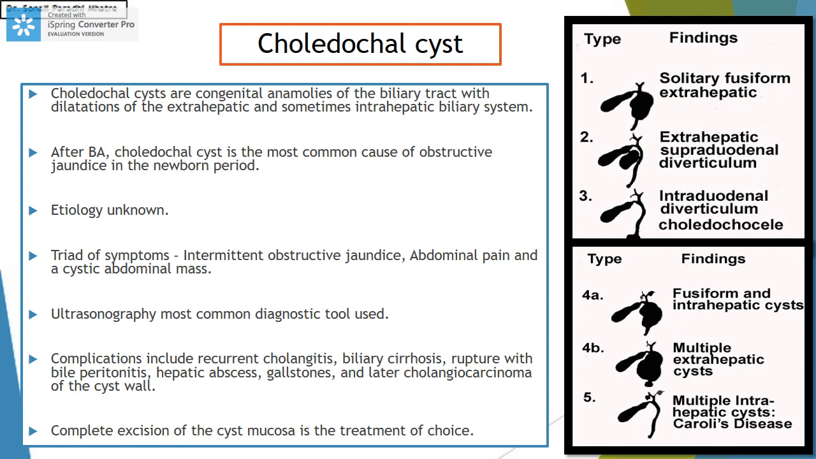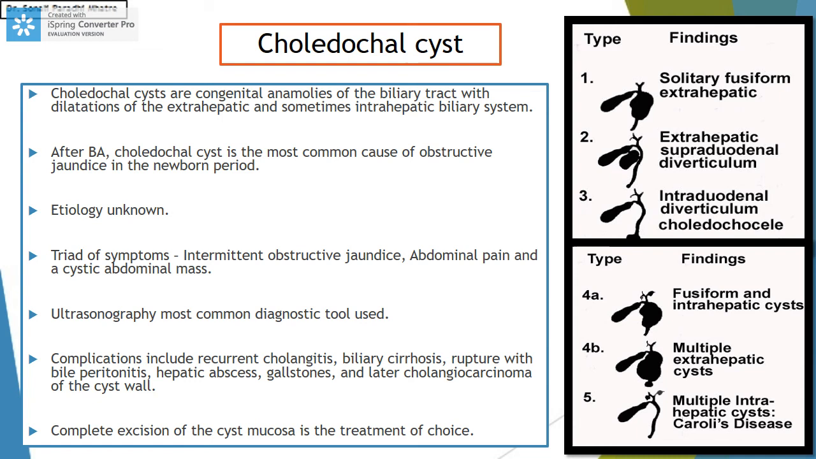Now, choledochal cysts are congenital anomalies of the biliary tract with dilatations of the extrahepatic and sometimes the intrahepatic biliary system. After biliary atresia, choledochal cyst is the most common cause of obstructive jaundice in the newborn period. We don't have any known etiology. Choledochal cyst has a triad, which is very important to know. It has intermittent obstructive jaundice, abdominal pain, and a cystic abdominal mass.